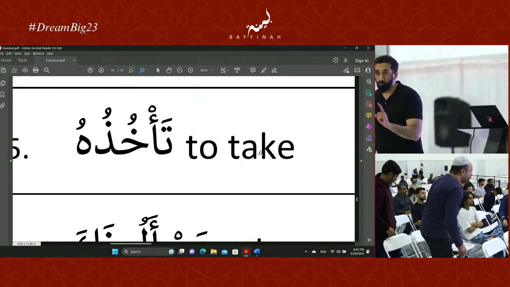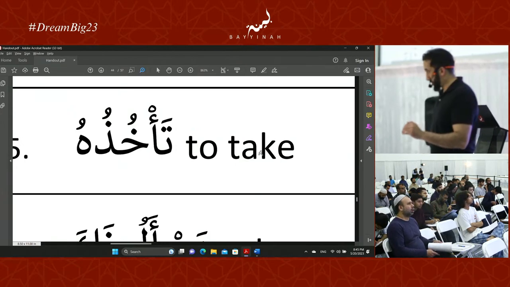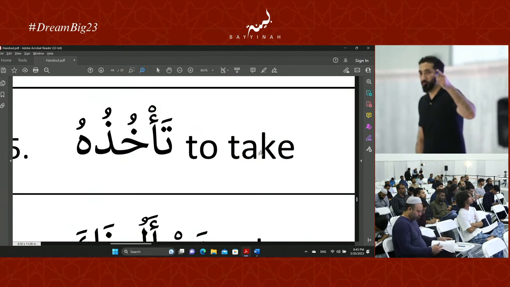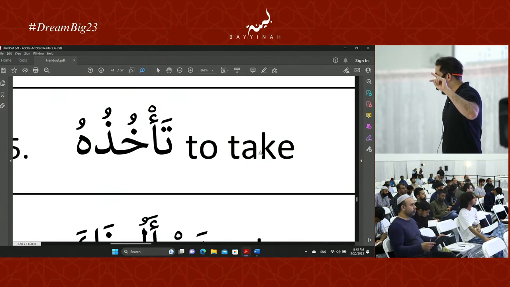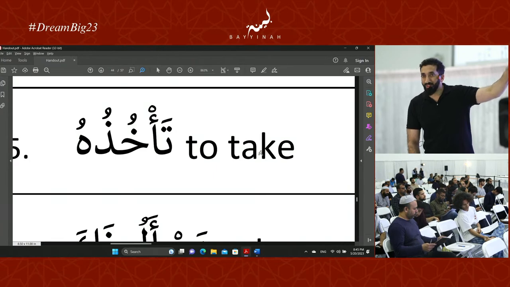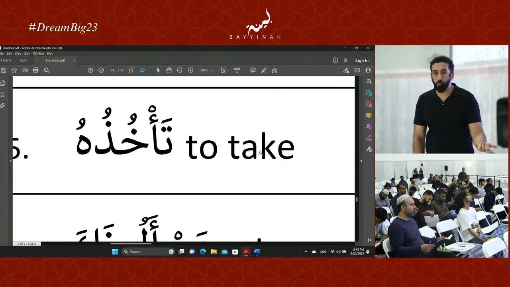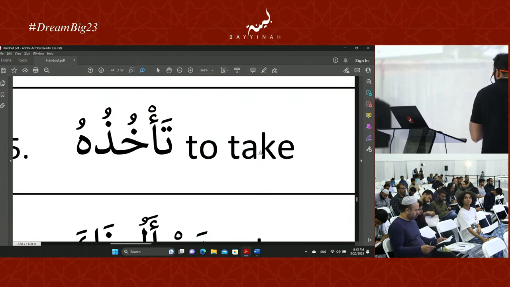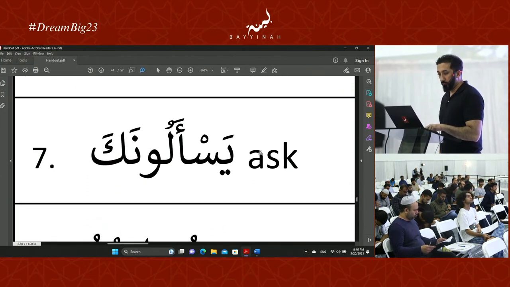What's to be ignored first? Good job. Who is ignored? What's left? Right. It begins with ta, meaning two. It has two answers. This is a 7-Eleven situation, which means it could be you take it, or she takes it. How will we know which one it is? Context only, okay? So the two answers are, you take it or she takes it. We did number seven, yas'alunaka.